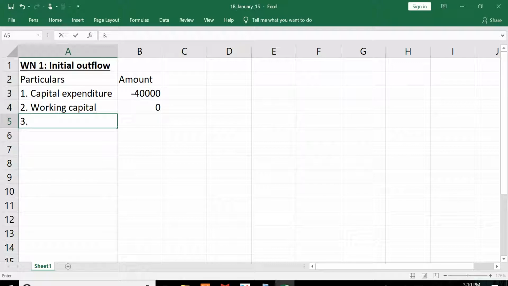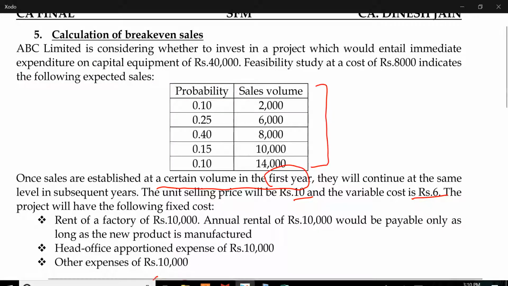Working capital is 0. Point number 3 is feasibility study. There is a feasibility study which is done on day 0. How much is the feasibility study?